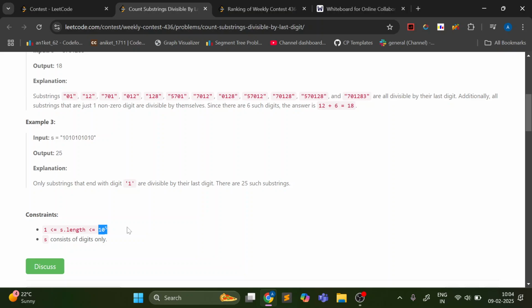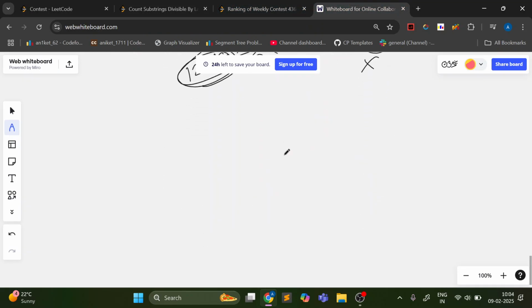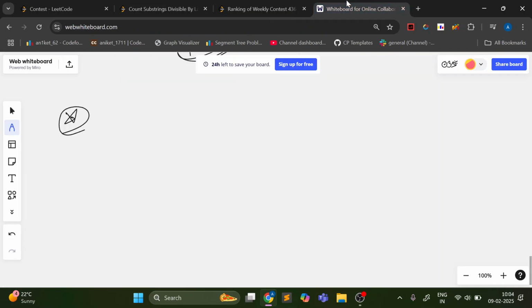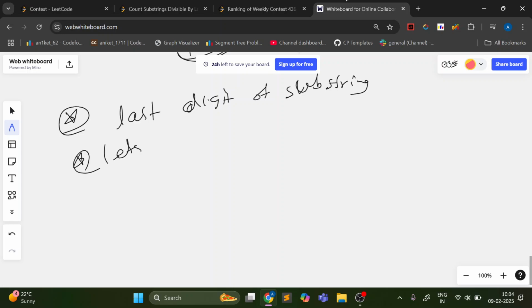And n is obviously 10 raised to power 5. So brute force would not work. So what can be a possible approach for this? First of all, the main idea here is the last digit. Whatever we need to do is with the last digit of the substring. So let's try to fix that last digit. Now, how to fix it?